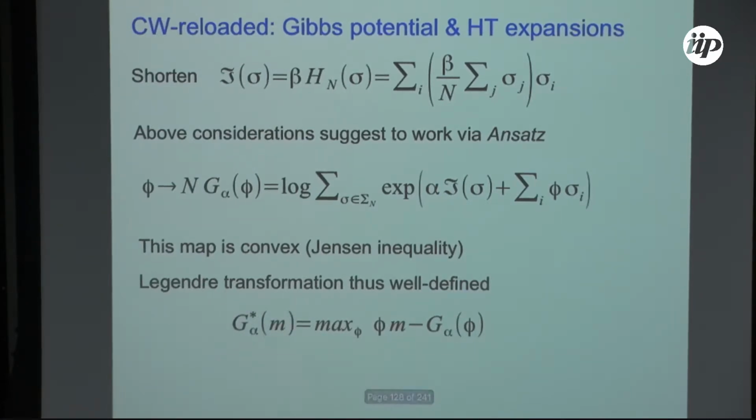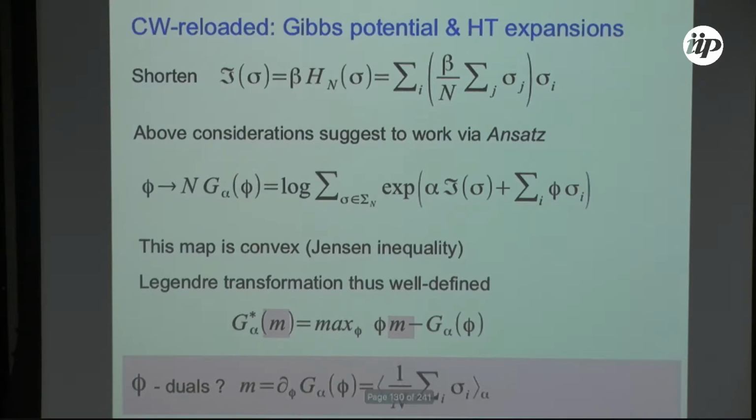Now, if you wonder what the phi duals are, you solve this variational principle by taking the derivative with respect to phi, and then you will see that the m's correspond to the mean magnetization under the Gibbs measure with this modified Hamiltonian, which is indeed what we're expecting, because we're talking about the mean magnetization hiding behind the ansatz.